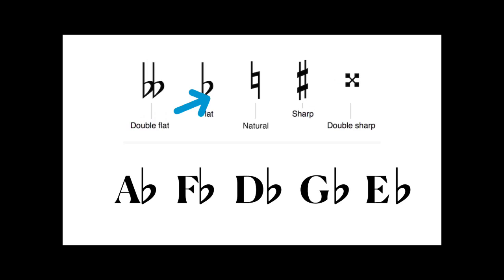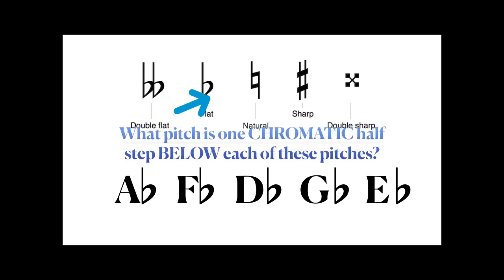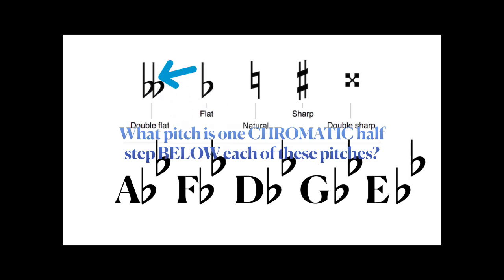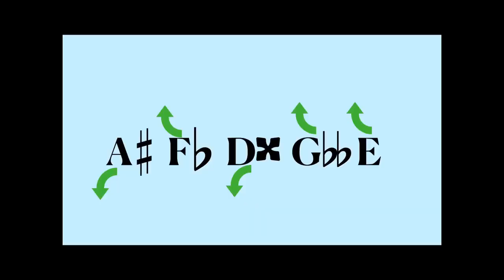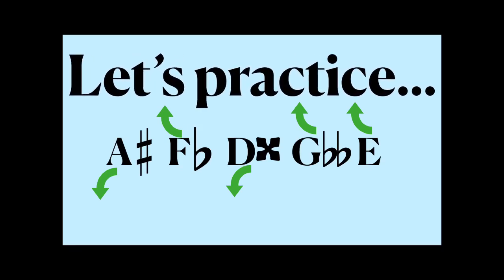And if we're on a flat and we want to lower by a chromatic half step, we'll need to turn that flat into a double flat. Let's practice this for a moment. Each of these letters, with its corresponding accidental, is listed here, along with an arrow indicating whether you should find a chromatic half step above or below each letter name pitch. Can you figure out what they all are? Pause the video if you need a moment.